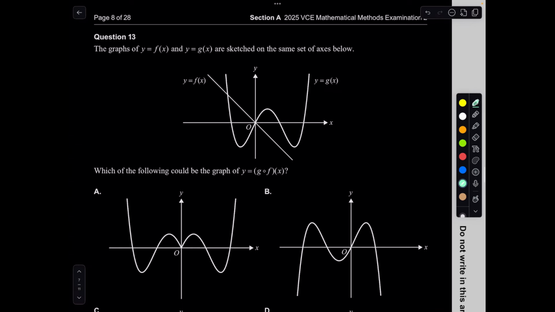Question 13. The graphs of f of x and g of x are sketched on the same axis here. Then which form could be the graph of g of f of x? Alright, and this is actually not too bad. You can actually be quite dodgy with it, because for these two graphs, you can make two equations for them.